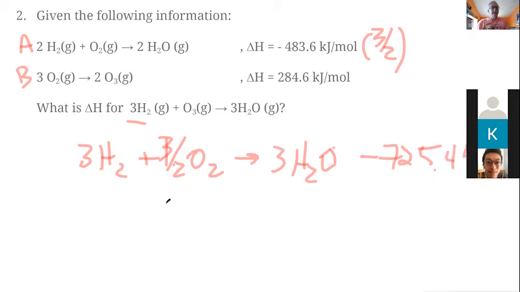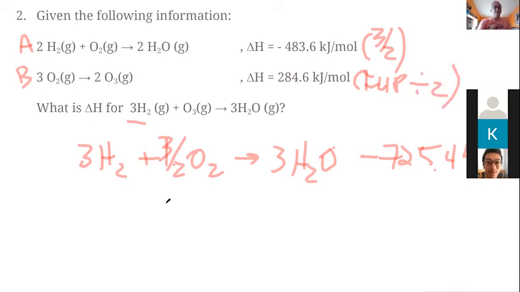And next, we need ozone. So where are we going to find ozone? B. That's in B. And is this the right amount of ozone? No. Is ozone in the right place? We need it as a reactant. No. So you divide by 2 and then turn it around. Right. So we need to flip it around and divide by 2.